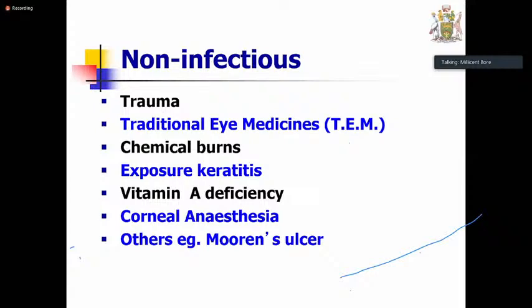So one, it can be trauma. Let's say someone was rubbing their eyes or scratched their eyes, and they caused an epithelial defect. Other causes are traditional eye medications, chemical burns, which you'll discuss under the conjunctiva section, I think, with Dr. Gishui, exposure keratitis, vitamin A deficiency, corneal anesthesia, and Mooren's ulcer.